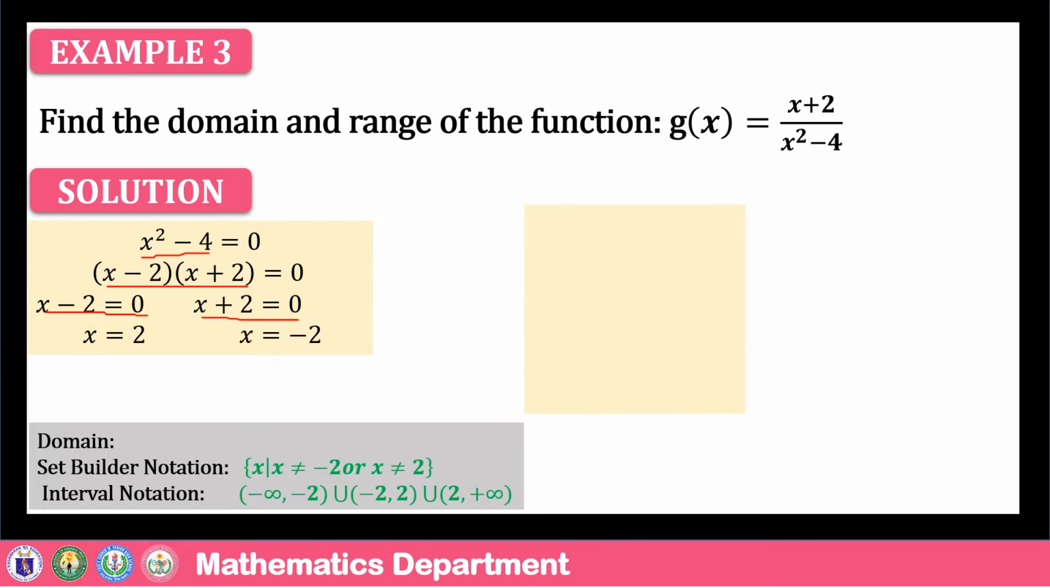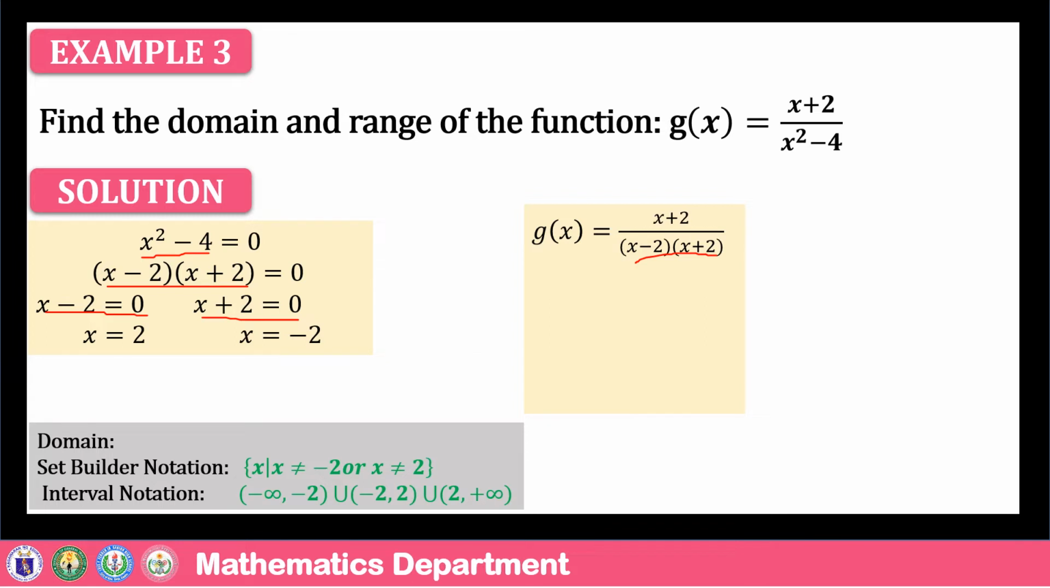Para naman sa ating range, so ang una natin gagawin is isi-simplify muna natin yung ating rational function. So makikita natin dito, since ang ating denominator ay x squared minus 4 at meron itong mga factors na x plus 2 times x minus 2.